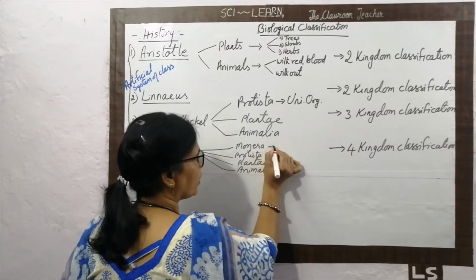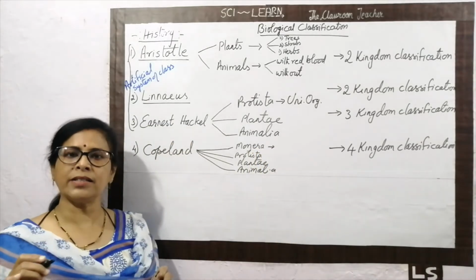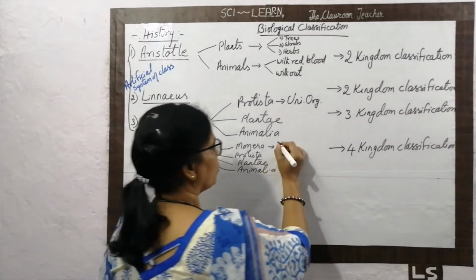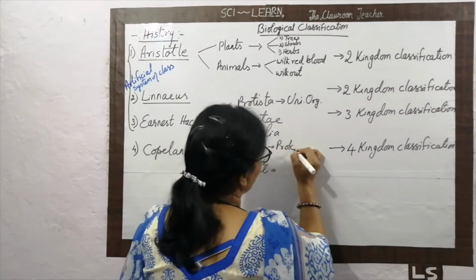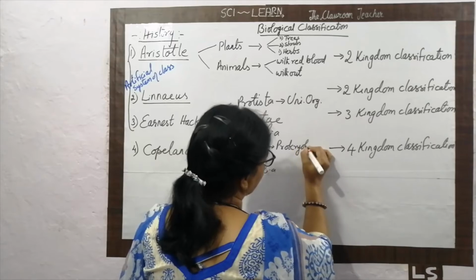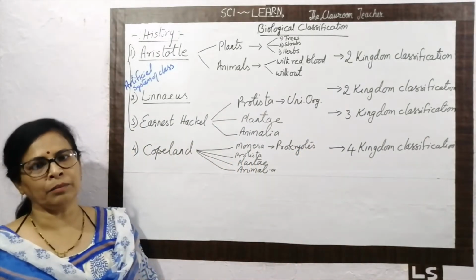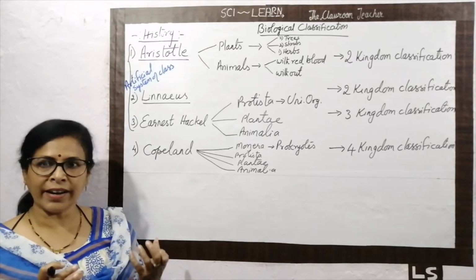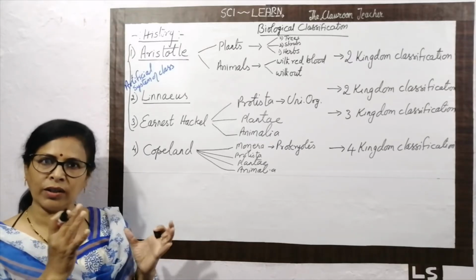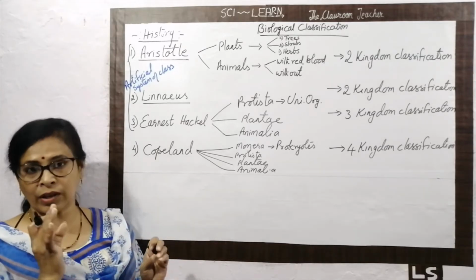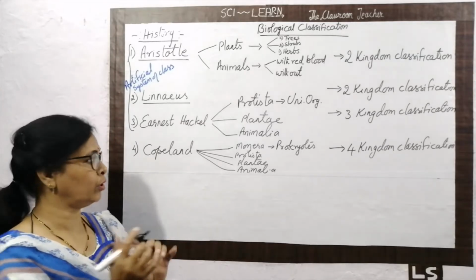And what about the Monera? Monera is the group of prokaryotes. All the prokaryotes are present here, in the group Monera. So this is the four kingdom classification. All the characters were studied here. Must remember, they studied all the characters. One character is left here, that is evolution.